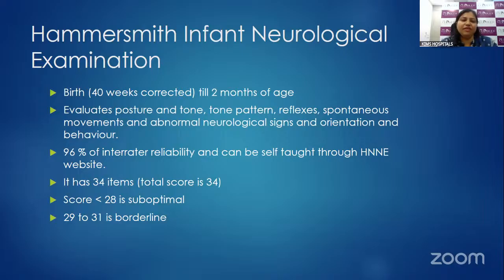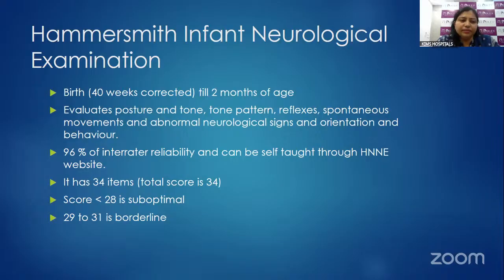This is the infant one. It has an inter-tester reliability of 96%, and it is self-taught. It's available on the website of Mac Keith Press, where you can pay something like 10 pounds, take the subscription, and learn about it. It's very easy also because they have given nice pictures, and you just need to perform and check where the child is falling.